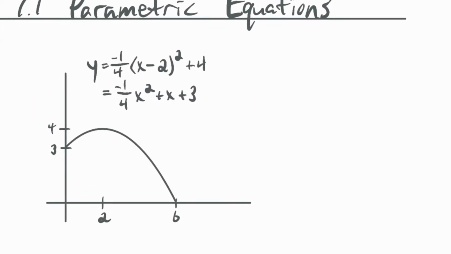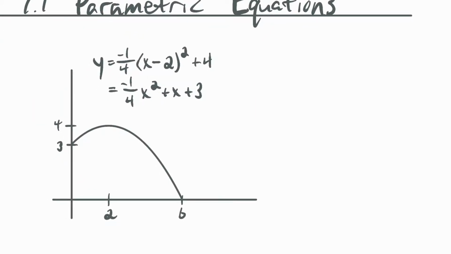So we've got a quadratic function here. y equals negative 1/4 times (x minus 2) squared plus 4, or in the general form, negative 1/4 x squared plus x plus 3. And I have a little sketch of the graph on the interval 0 to 6. So we're only considering x between 0 and 6 for this present example.